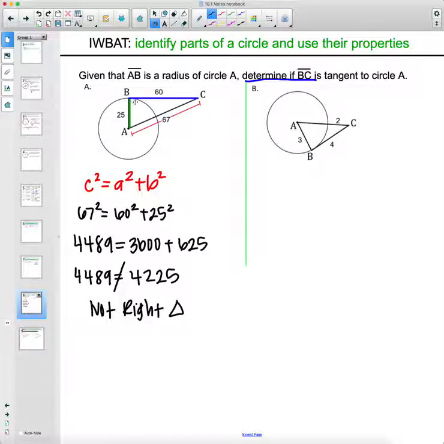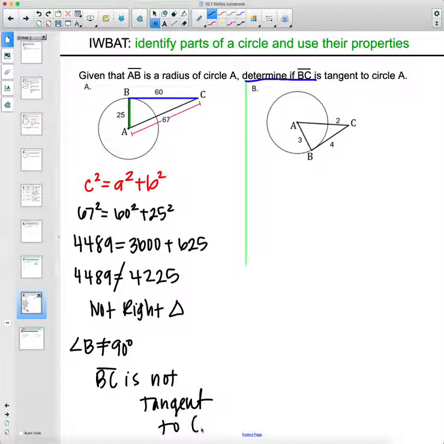meaning that this angle B is not equal to 90 degrees. So this is not a tangent. In order for BC to be tangent, it needs to be perpendicular to AB. So this means that BC is not tangent to circle A.